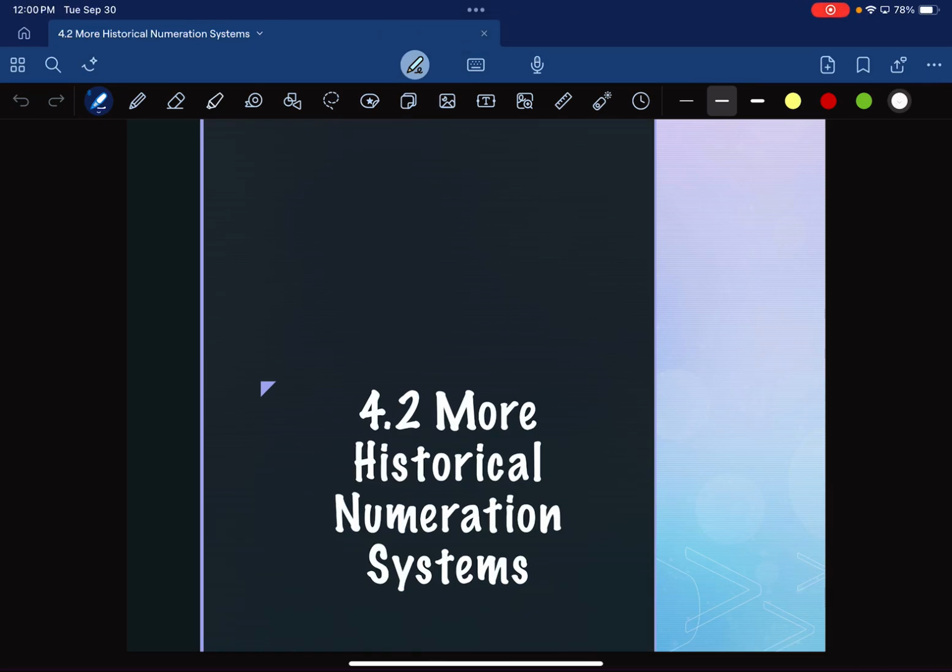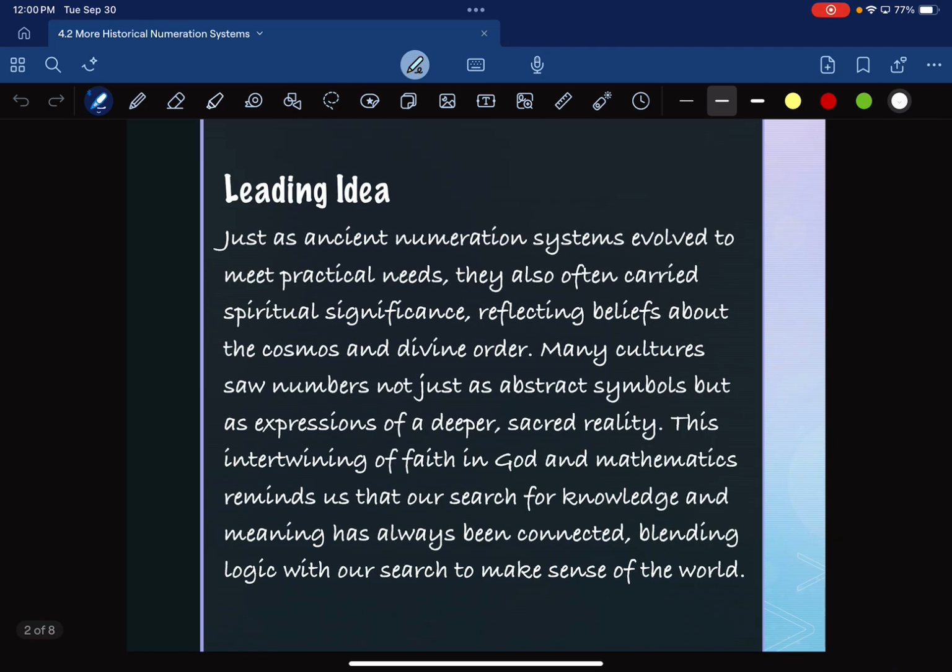So this could be called 4.1 Part B. There is a reason these two are separated out. They work a little differently than the other ones that we did. We're looking at more historical numeration systems here.